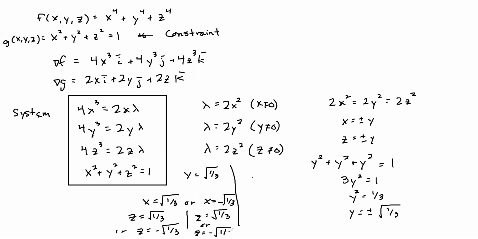Now, those are all for the case where y is positive. And you could also have y be negative the square root of 1/3, and then you could have all that same stuff again. So this is just a long explanation for the fact that x, y, and z all can be plus or minus square root of 1/3. So we've got, how many points is that total? That's going to be 8 total points. You can write them out if you want. There's 8 of them.